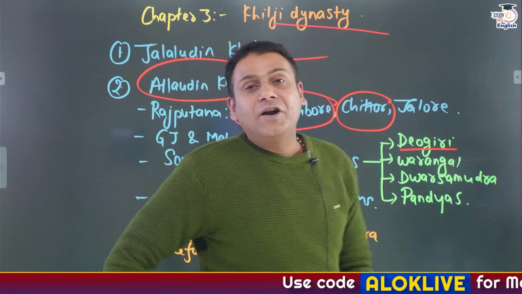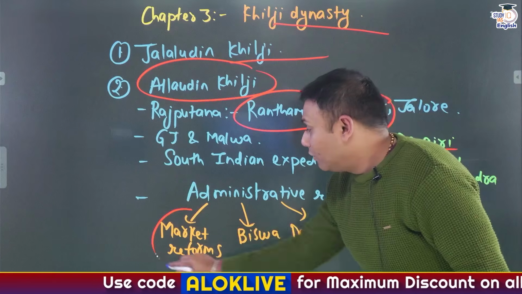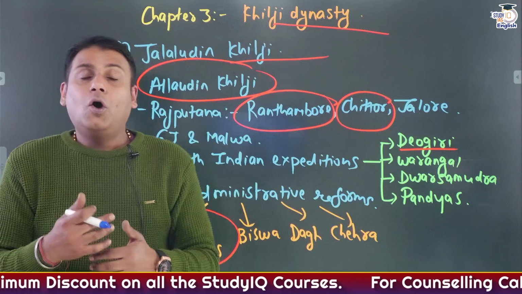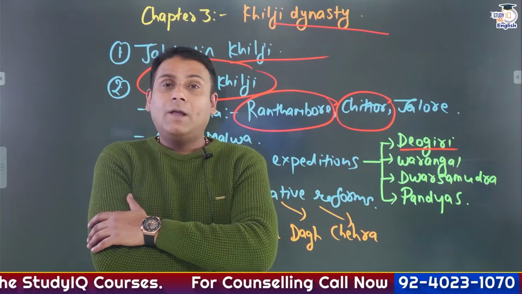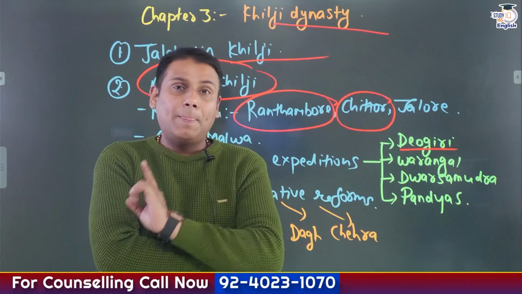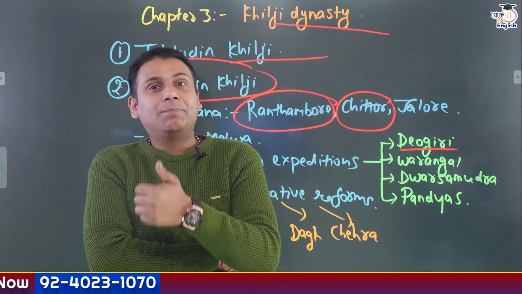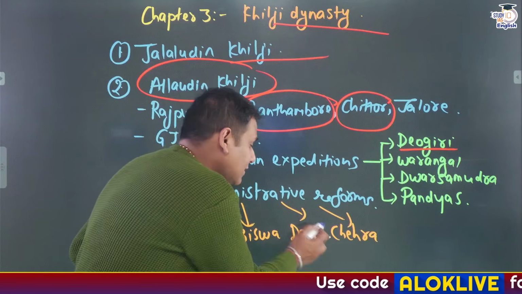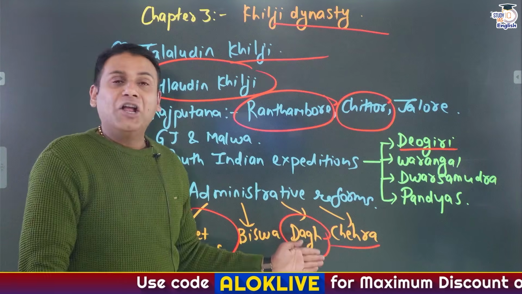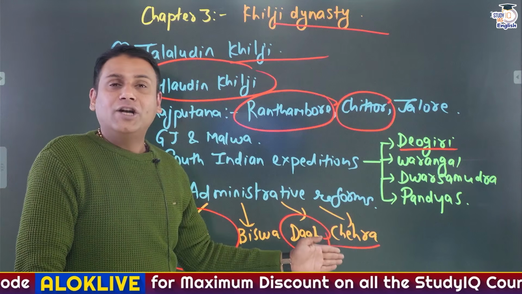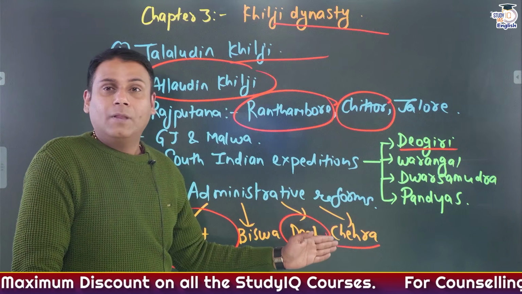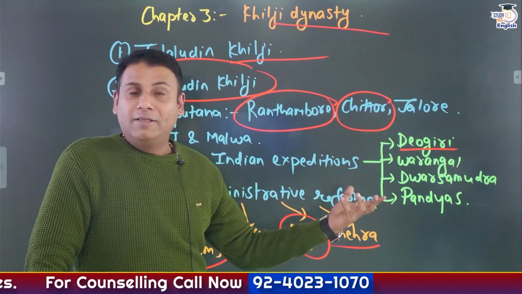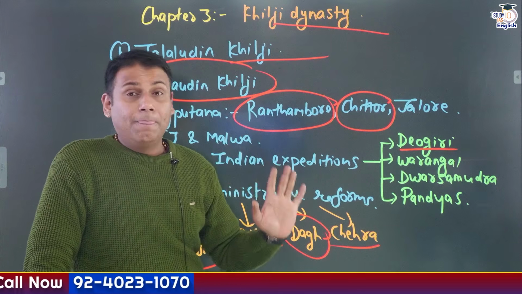Then come to the administrative reforms of Alauddin Khilji. Focus on the market reforms of Alauddin Khilji. Alauddin Khilji had appointed a special officer, also referred to as superintendent of market, called Shahna-e-Mandi. There was a separate intelligence department and spies as well, Barid and Munhiyan. Then the Dag and Chehra system of Alauddin Khilji. Dag means branding of horses, and Chehra was to ensure the regular muster roll in the army. Then apart from this, Biswa is a land revenue unit of measurement that was adopted by Alauddin Khilji.